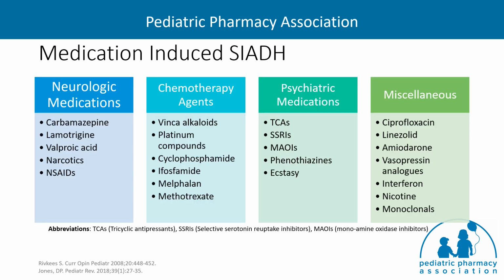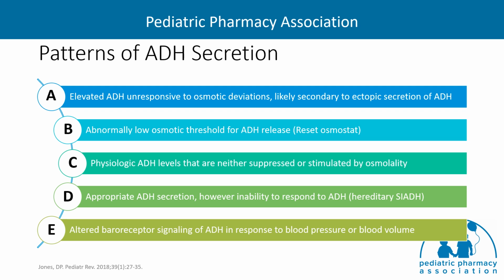There are many medications that can induce SIADH. Certain neurologic medications, including anticonvulsants, narcotics, and NSAIDs, many chemotherapy agents, including platinum compounds, vinca alkaloids, and ifosfamide, psychiatric medications, including antidepressants and antipsychotics, as well as many miscellaneous medications, including amiodarone, vasopressin, nicotine, monoclonal antibodies, and antibiotics such as linezolid and ciprofloxacin. There are 5 main patterns of ADH secretion that can lead to an SIADH-like picture.